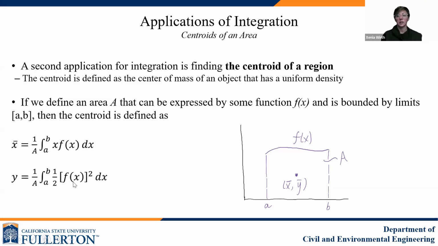And this is described by this figure here, where you have some sort of curve, f of x, that has some sort of function. And taking the limit of that curve from a to b creates an area here. So you're taking the area under this curve, bounded by f of x on top and the x-axis on the bottom. And you can find the centroid or the center of mass of this by following these relationships.